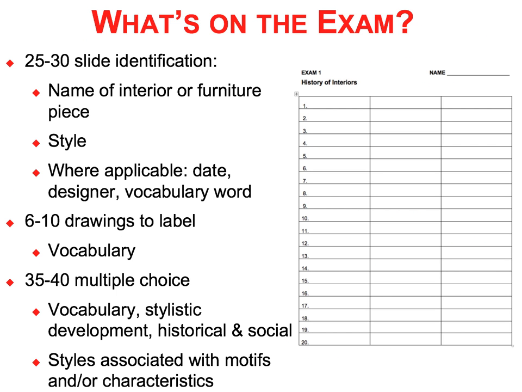So what's on the exam? There are 25 to 30 slide identifications. I may ask you the name of a piece of furniture or an interior if there's a name for it. I will generally always ask you style. Where applicable, I will ask you date. There's no designers in this group, and I may ask you vocabulary words.